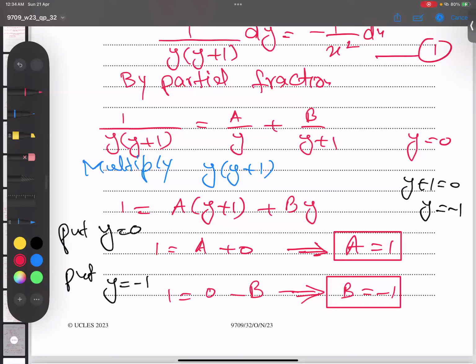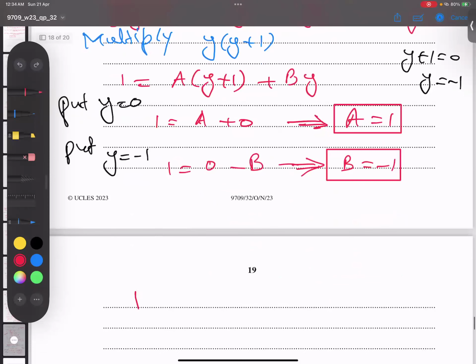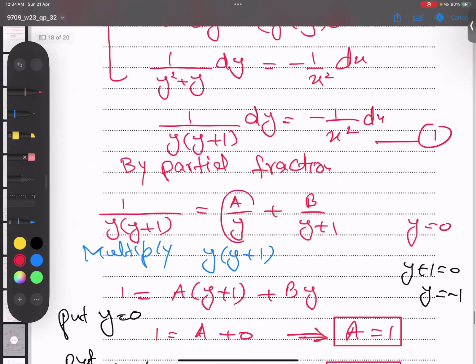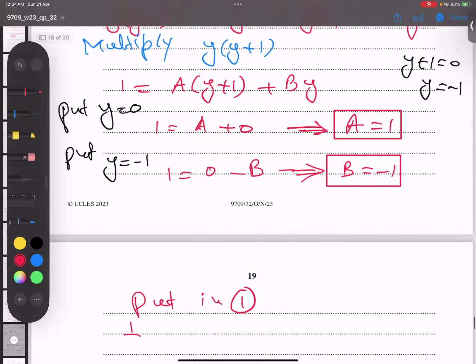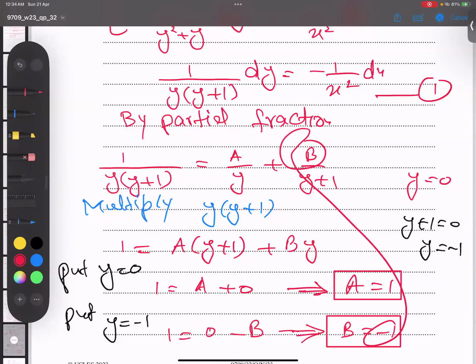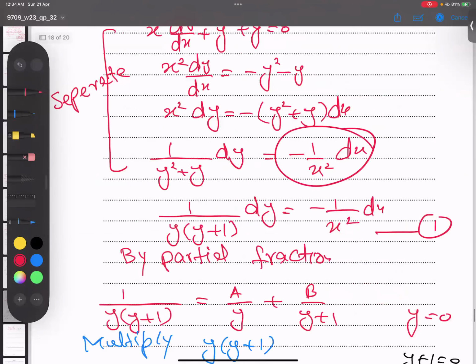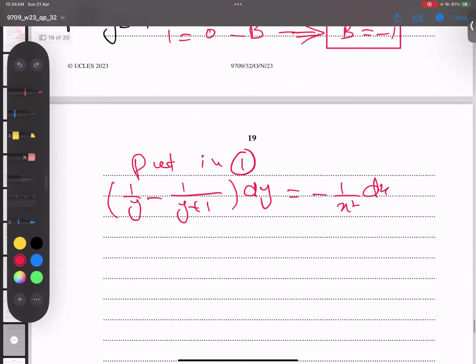So I am going to put this value minus 1 here, and this value I will replace here. I'm saying put in 1. So on the left hand side, I have 1 over y, minus, because I have a b value minus, y plus 1. So minus 1 over y plus 1, and dy is also there, right hand side negative 1 over x squared dx. If I'm not wrong, check again. Yeah, correct. Now, students, I'm ready to integrate.